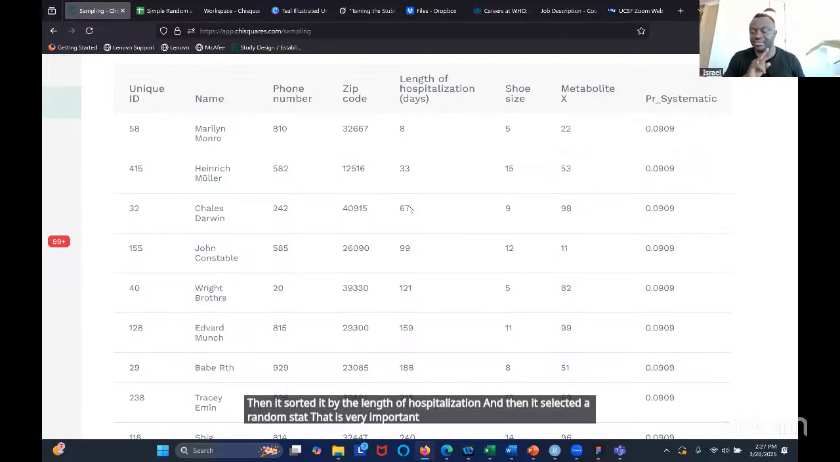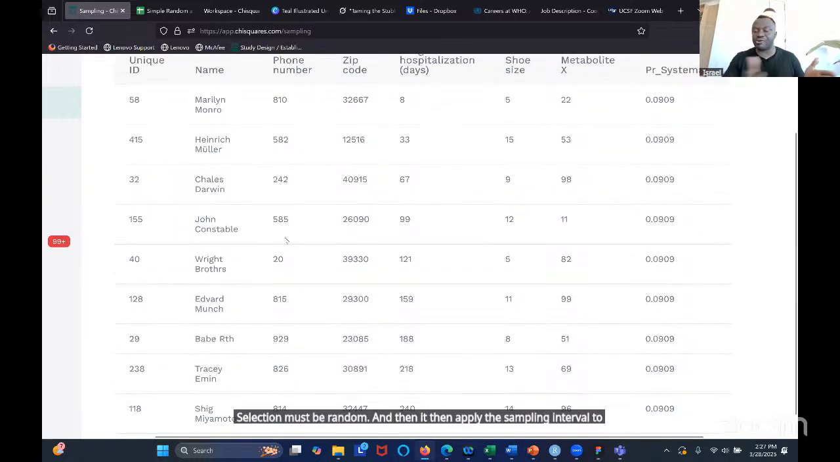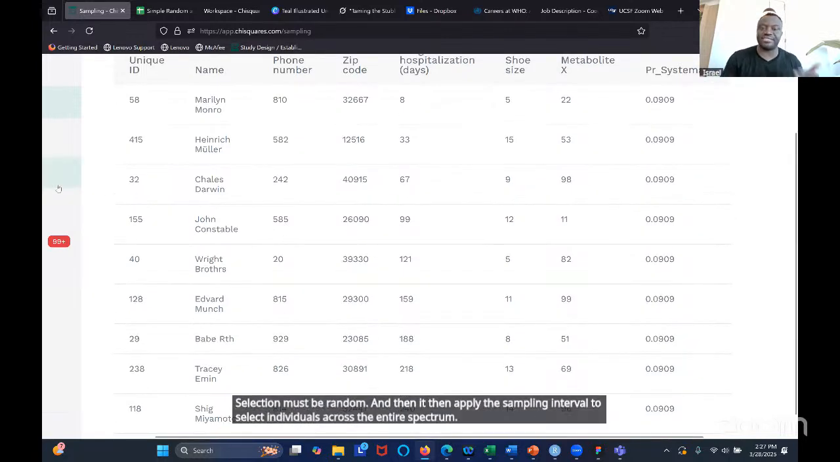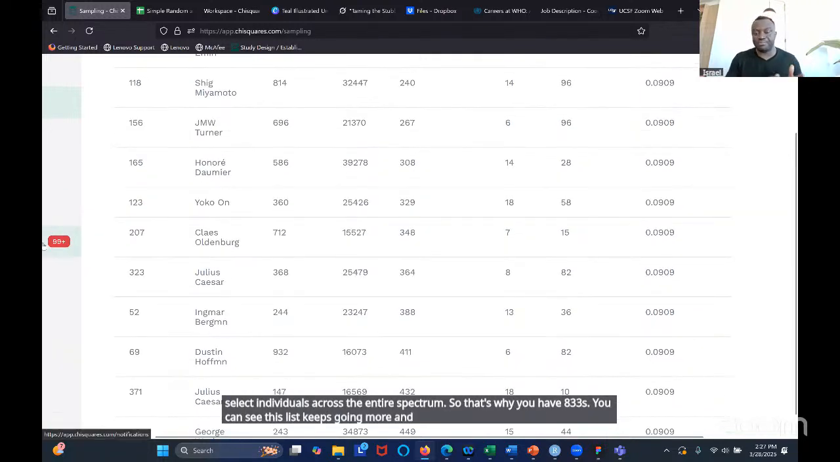The first selection must be random. And then it applied the sampling interval to select individuals across the entire spectrum. So that's why you have 833. You can see this list keeps going more and more. This guarantees you that people across the entire spectrum will be captured.